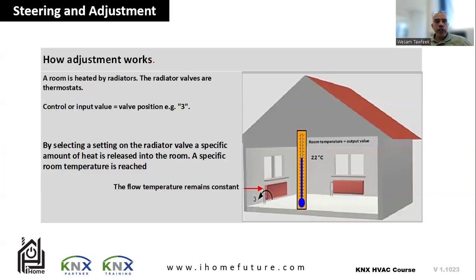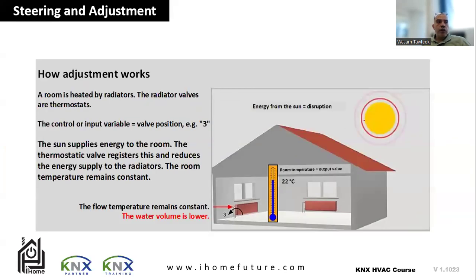Let's talk about the same example, but in an adjustment. So the same example, okay. I open the valve to give me 22 degrees in my room. Then the sun came. In the other example, I did not consider the sun, so it reached 25 C. In this way, the room is heated by a radiator, but the radiator valves are thermostats. Thermostats meaning that they can also work with the feedback coming from external sources.